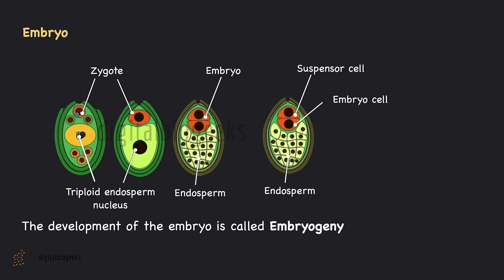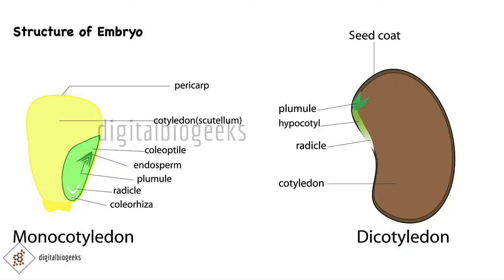Let's see the structure of the embryo in dicots. In dicots, the embryo consists of one embryonal axis and two cotyledons. The portion of the embryonal axis above the level of cotyledons is called the epicotyl. This region is the epicotyl and it terminates with the plumule or the stem tip. The cylindrical portion below the cotyledons is called the hypocotyl and it terminates at its lower end in the radicle or the root tip. Covering the root tip, there is a root cap. Here there will be a root cap.